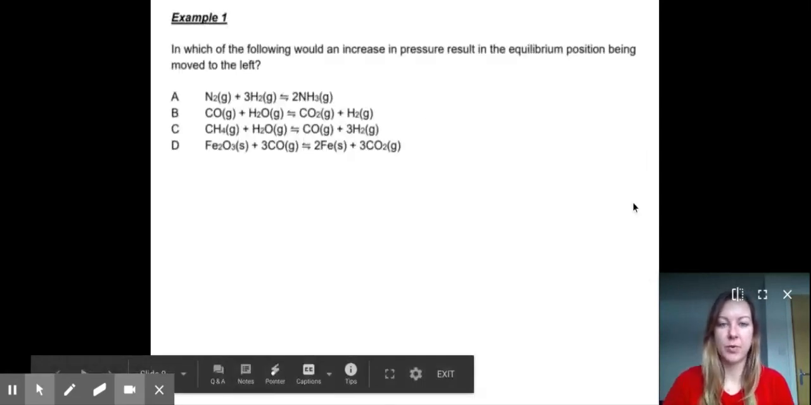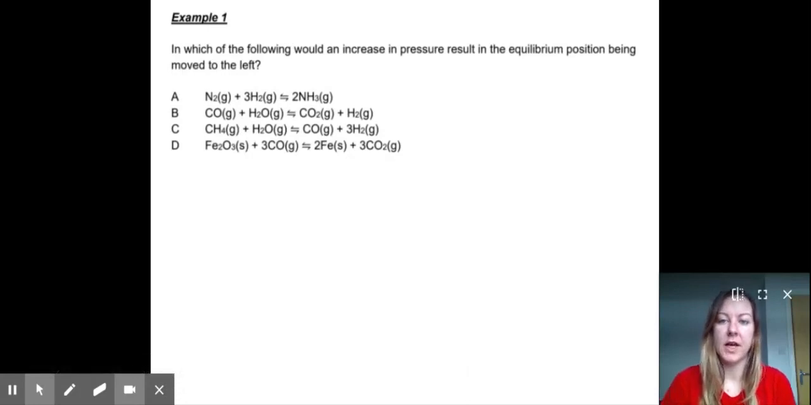So here is an example question that you may be asked. In which of the following would an increase in pressure result in the equilibrium position being moved to the left? So what you need to say to yourself is, an increase in pressure, we are squashing the available space into a smaller volume. So that's going to favour the side of the reaction with the least number of moles of gas.